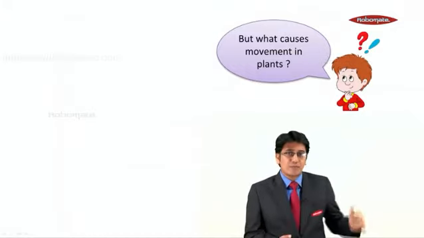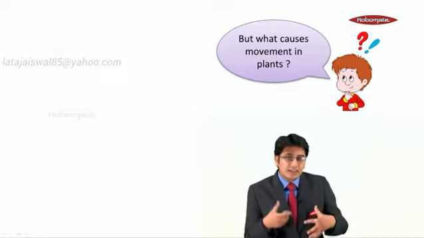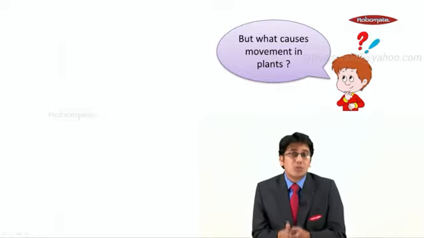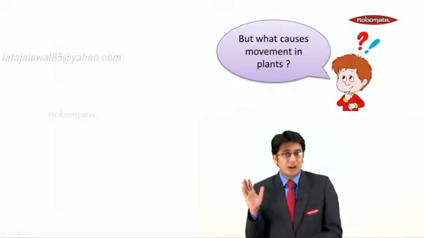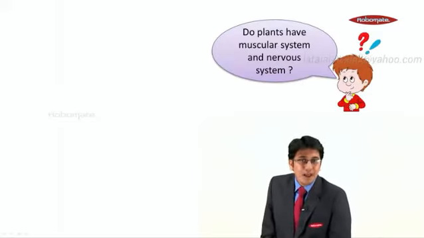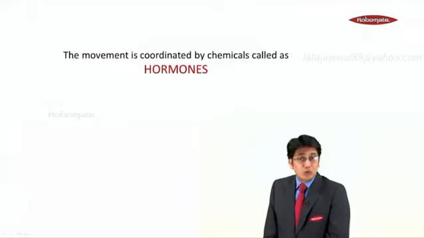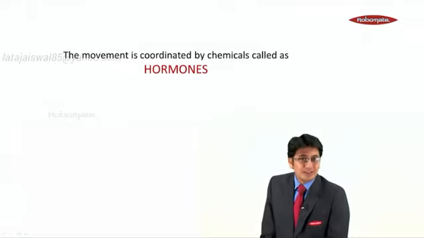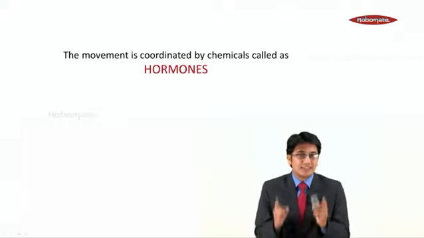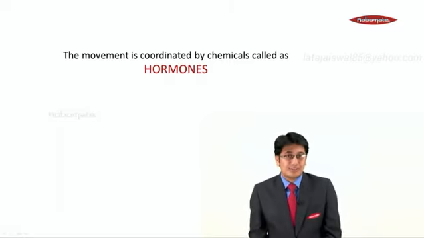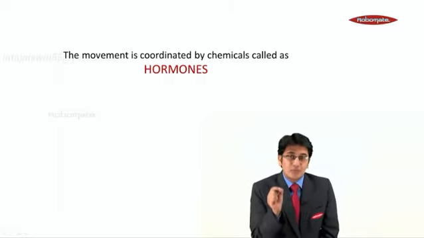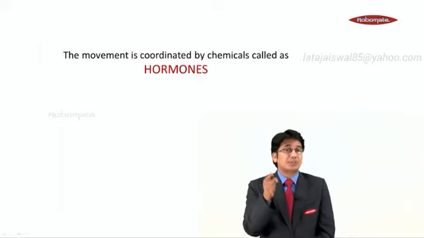We have a nervous system, we have a muscular system. Both of these are coordinated to bring the movement. But what is there in a plant which is making it move? How does that sunflower move towards the light? Let's understand this. Do plants have muscular and nervous systems? No. The movement is coordinated by chemicals called hormones. Yes, this is the chemical which is bringing the movement in the plant in response to stimulus.